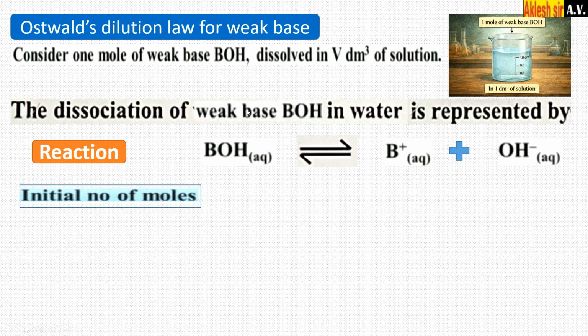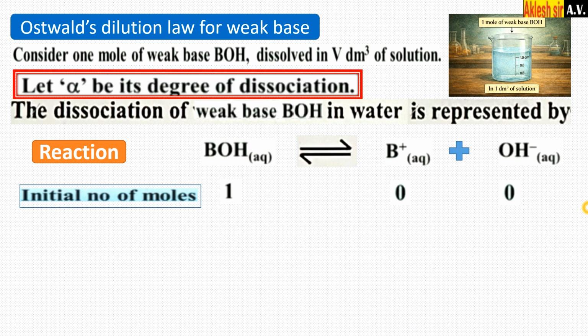Initially the number of moles taken is of BOH is 1 mole. So here you will write 1, and B plus and OH minus is not there because initially dissociation has not started. Initially we have taken BOH as 1 mole, and B plus and OH minus is not formed, therefore it is 0 moles.